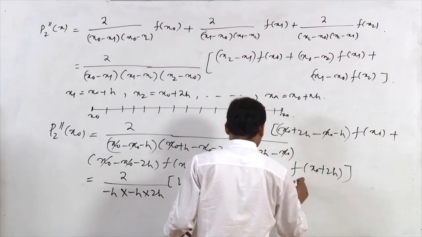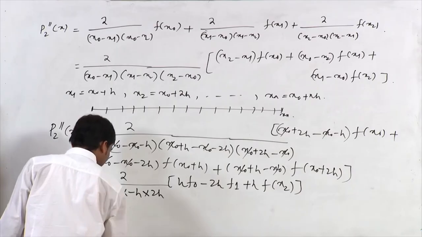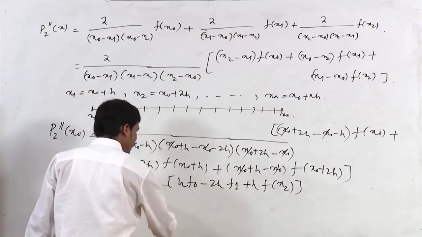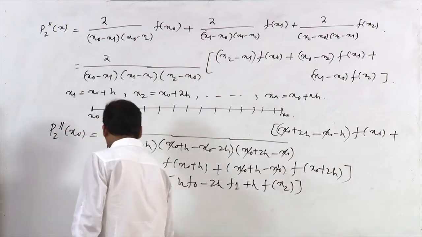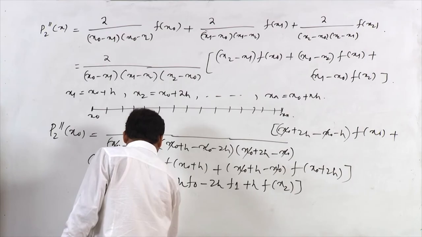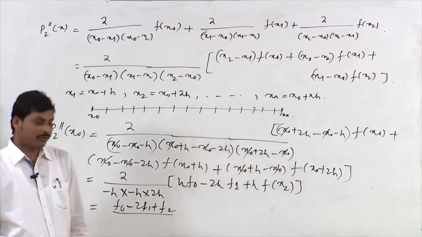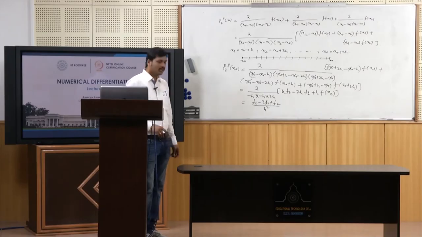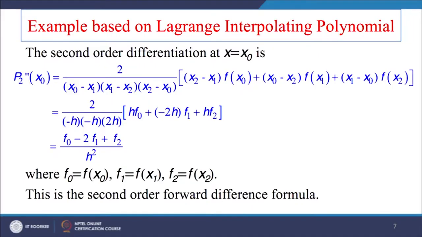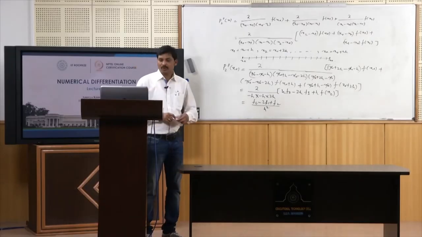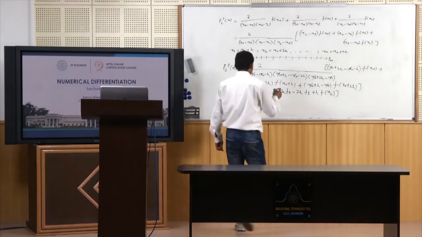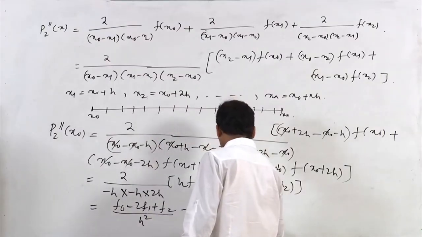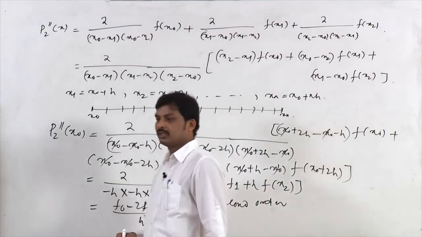And the last point gives you h f of x 2. Finally, since minus minus gives plus, and h can be taken out common from all the terms, we get f 0 minus 2 f 1 plus f 2 divided by h square. Here f 0 is nothing but f of x 0, f 1 is f of x 1 and f 2 is f of x 2. This is called the second order forward difference formula. You can also get the same formula using the Taylor series expansion.